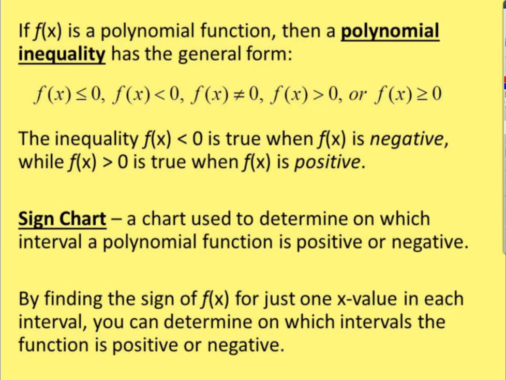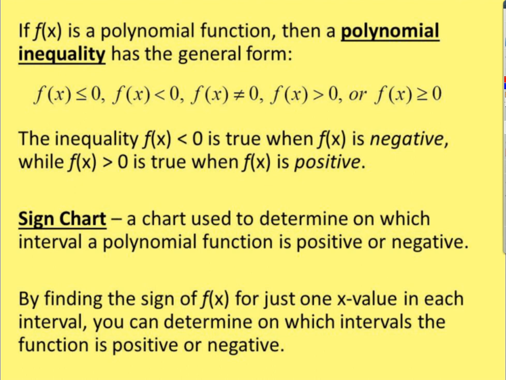If f of x is a polynomial function, then the polynomial inequality has the general form of f of x is less than or equal to 0, less than 0, not equal to 0, greater than 0, or greater than or equal to 0. So we're trying to determine the interval in which our function will be either greater than 0, less than 0, or not equal to 0. We're looking for one of those forms.